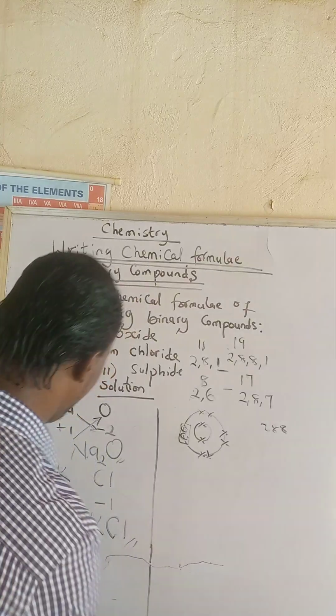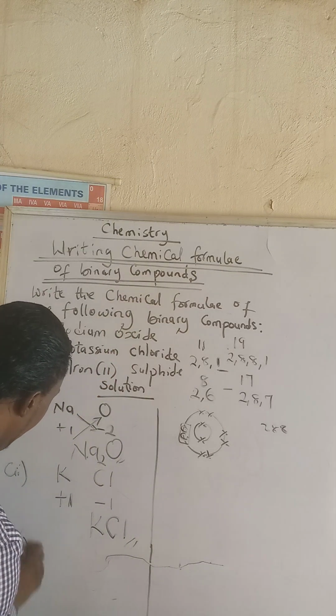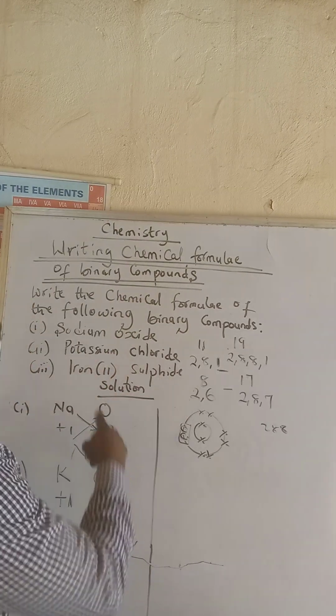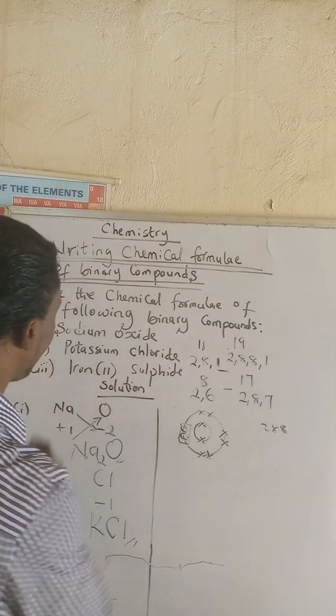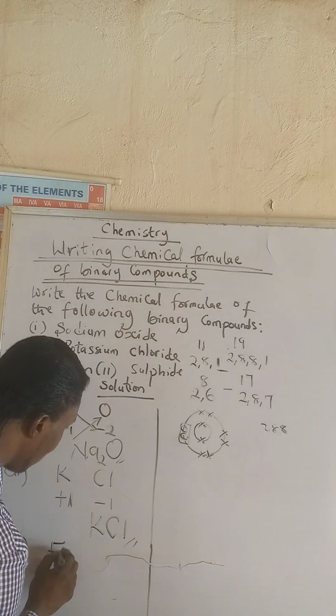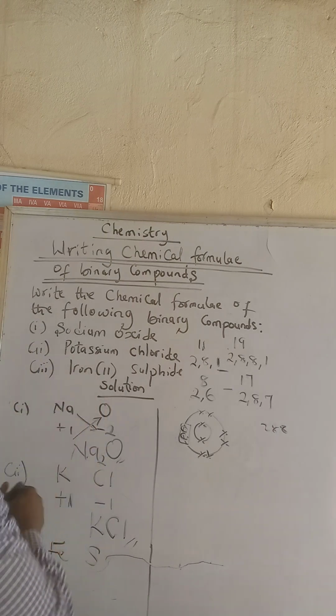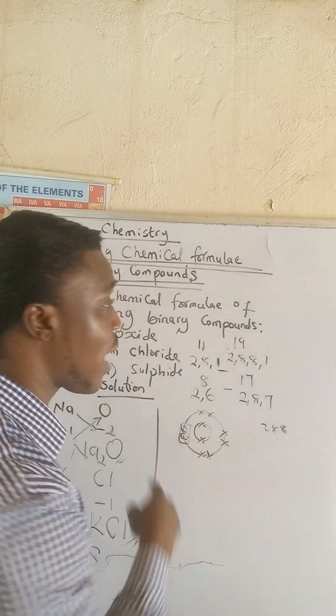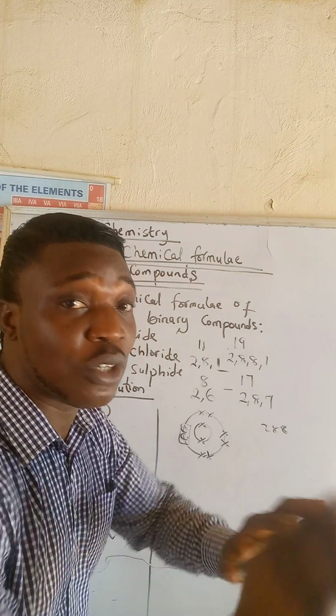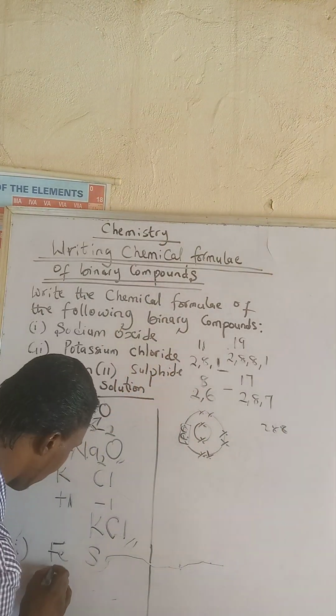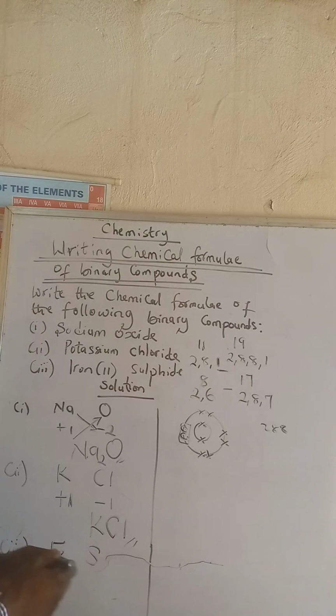Now finally, we have that of iron(II) sulfide. Iron has a symbol Fe. Sulfur has a symbol S. Iron(II), this 2 in bracket means that the oxidation number of iron has already been given to you, so you don't need to look for it. So it is +2. Sulfur, you have to look for that of sulfur.